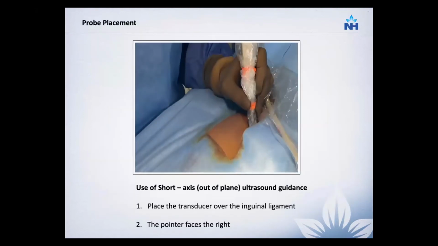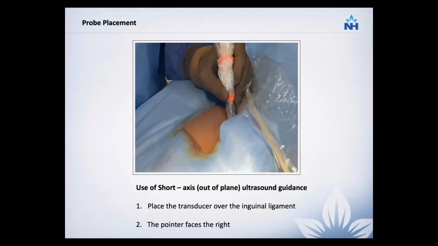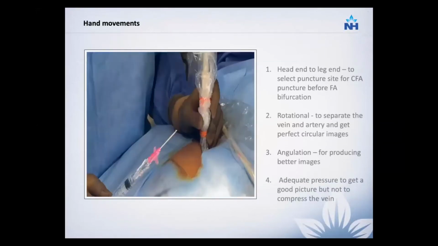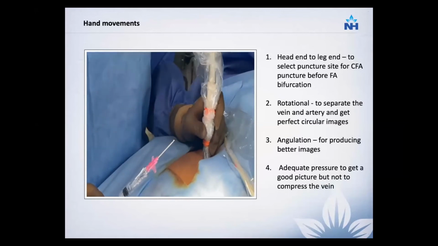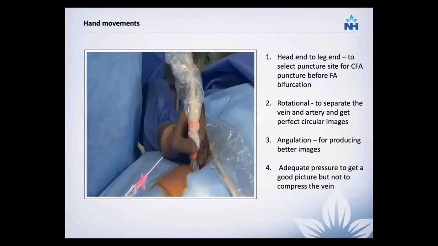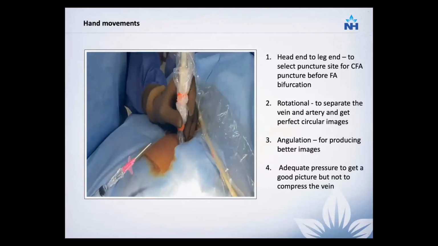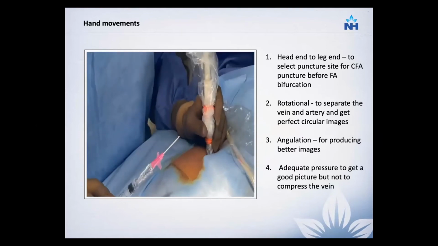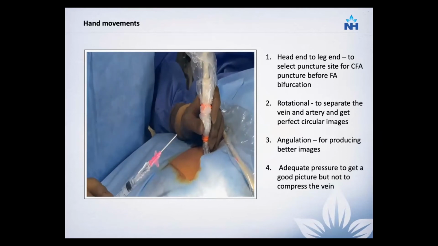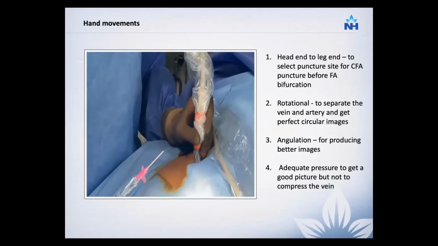short axis view. This is how I place the probe over the inguinal ligament, and the transducer is facing the right. Now, hand movements. So what kind of movements do we make? We move the hand from the head end to the leg end to select the puncture site just before the femoral artery bifurcates. Now, rotational movements can be done to actually separate the artery from the vein. Angulatory movements for better imaging. And then the pressure has to be really adequate so as to not obliterate the vein, which is a very collapsible structure, but good enough to get good imaging.